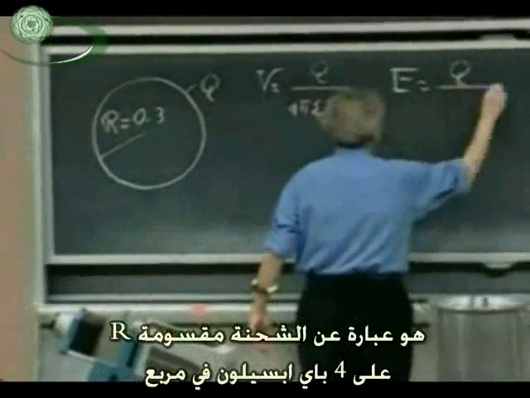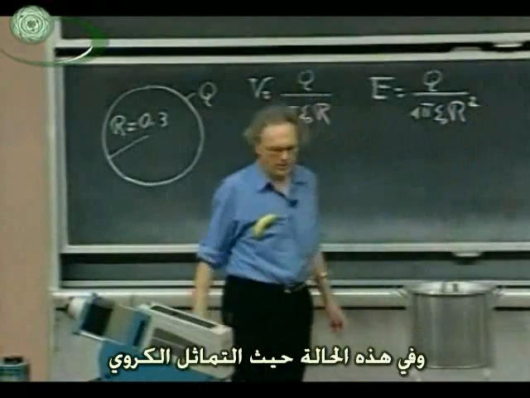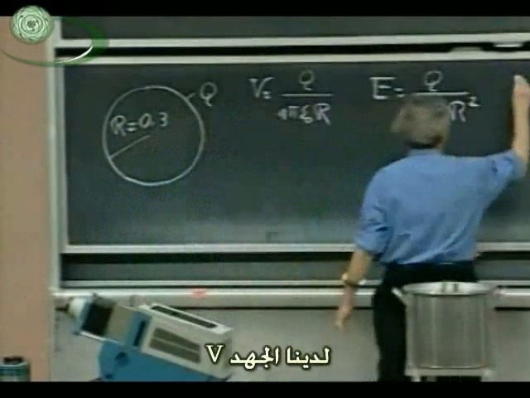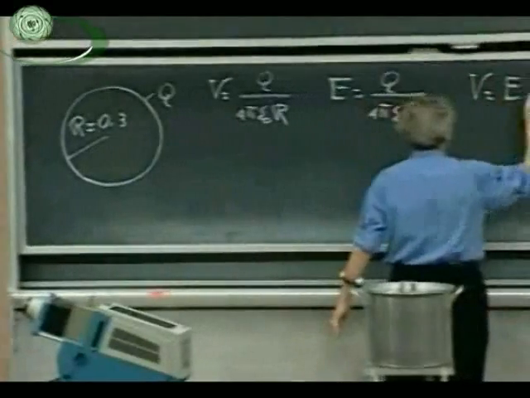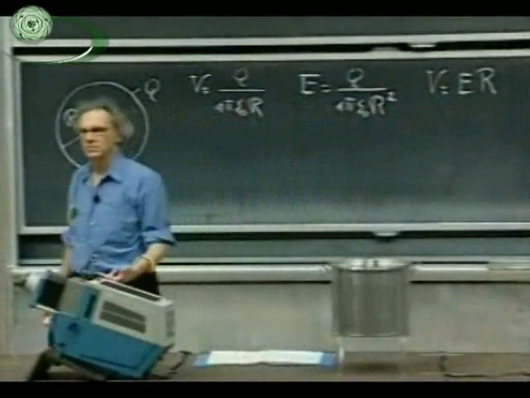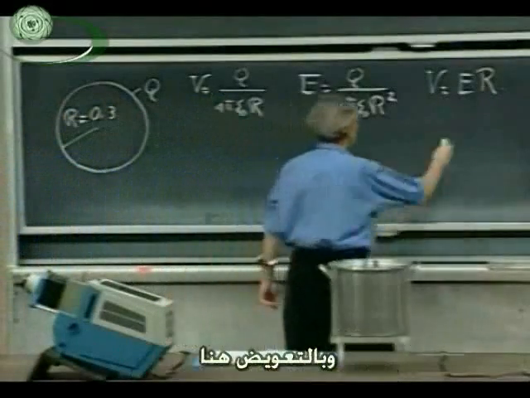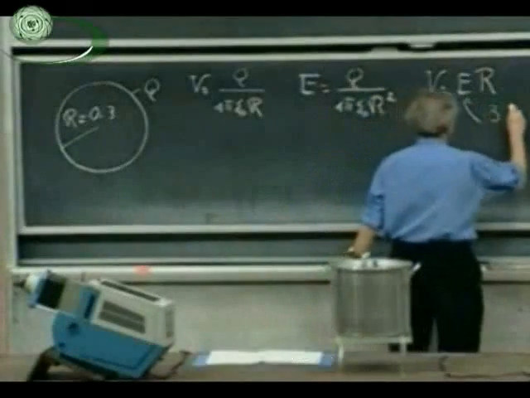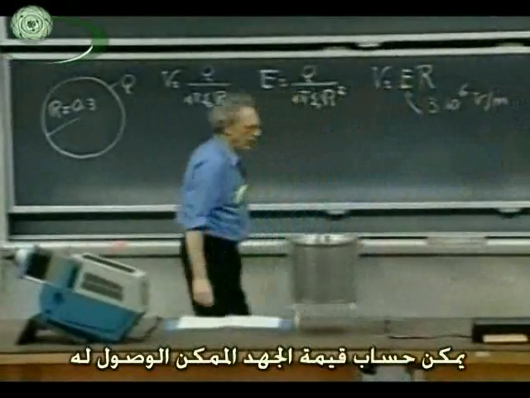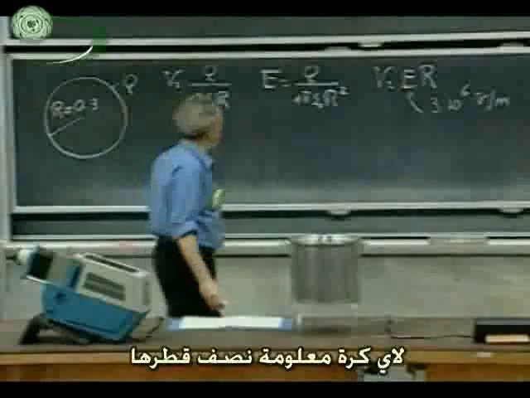VQ divided by 4 pi epsilon 0 r squared. So in this case of spherical symmetry, we have that the potential V equals E times R. But we know that E cannot exceed 3 million volts per meter. And so that gives you now a limit on the potential that we can give the Van de Graaff. So if you substitute in here 3 million volts per meter, you can calculate what potential you can maximally reach for a given sphere with a given radius.